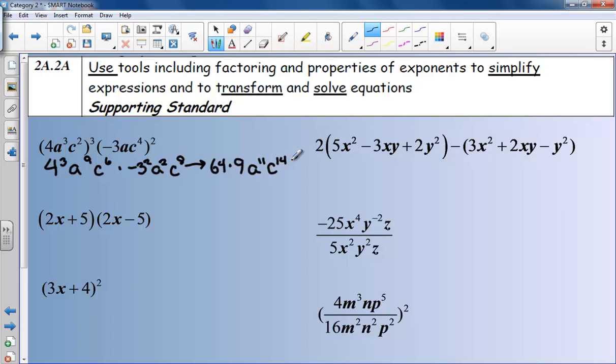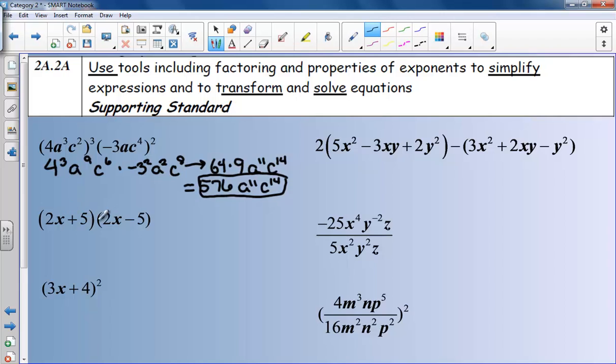So then 64 times 9 gives me 576. So that's going to be my coefficient here, 576 a to the 11th, c to the 14th. And since I have two variables here, this is not a problem I can check by graphing.